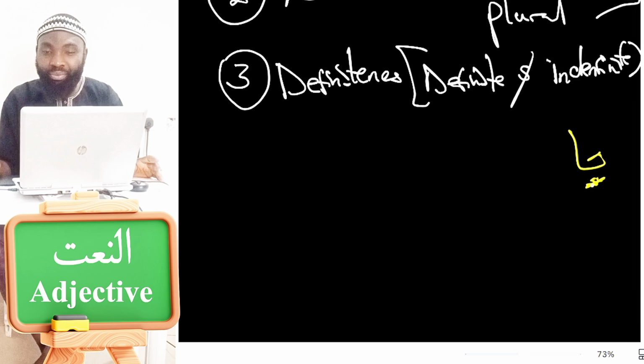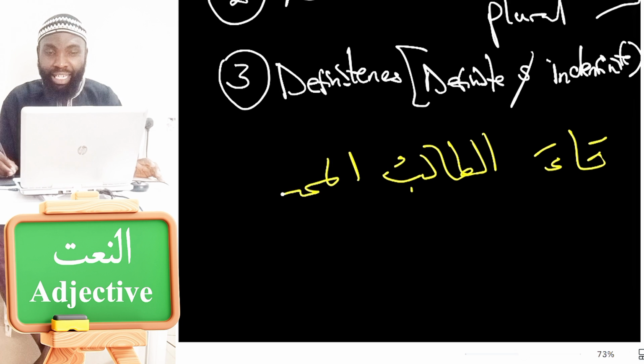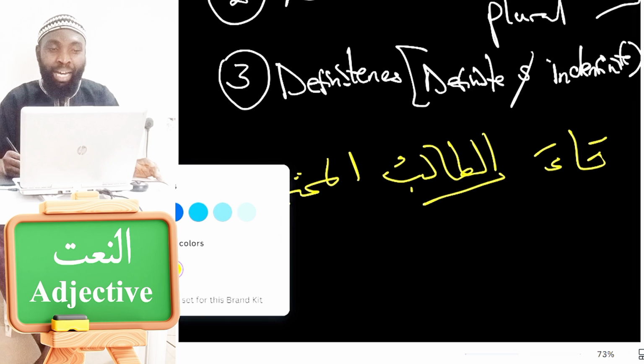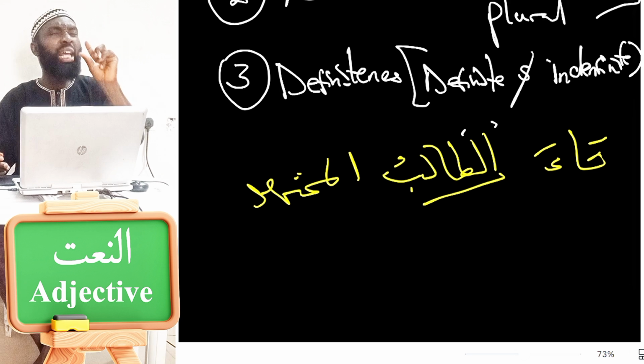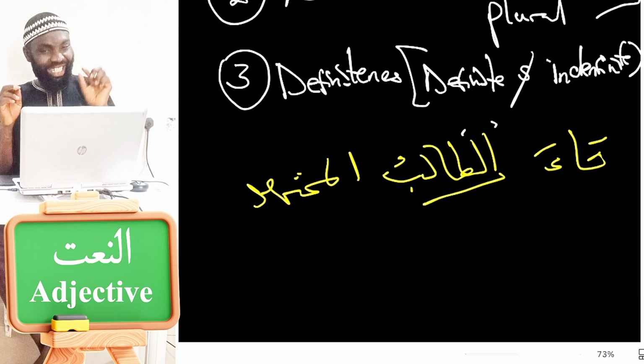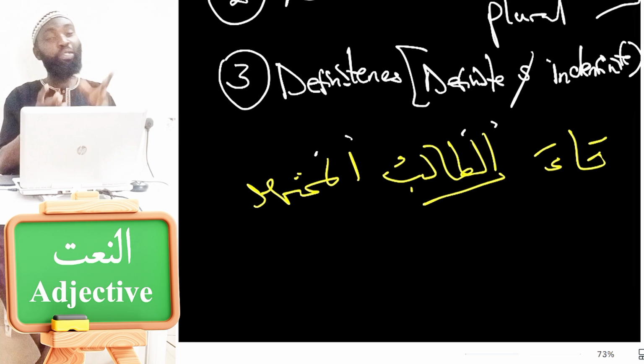An example. Let's use the same sentence we had used before. Ja'a talibu al-mujtahidu. Can you see this? At-talibu here is having alif and lam. And this alone signifies what? Definiteness. Ja'a talibu, the student came. So the student is a definite word. And we are saying al-mujtahidu. The al-mujtahidu is also a definite adjective, qualifying a definite noun.